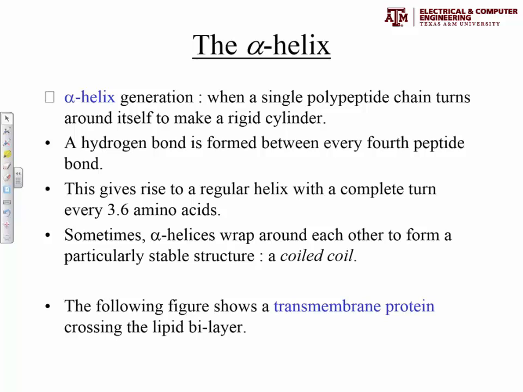Now sometimes you will have alpha helices that wrap around each other to form a particularly stable structure that is called a coiled coil. So you might have one alpha helix like this, another alpha helix, and then the two of them are wrapped together, they'll form a stable structure. That can also happen. You have that in your hair.